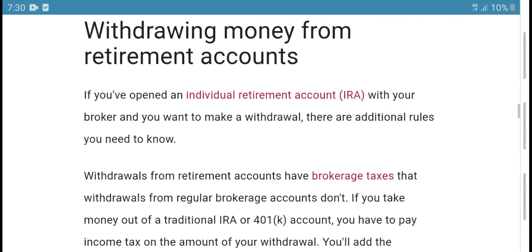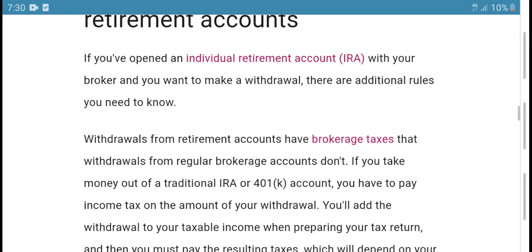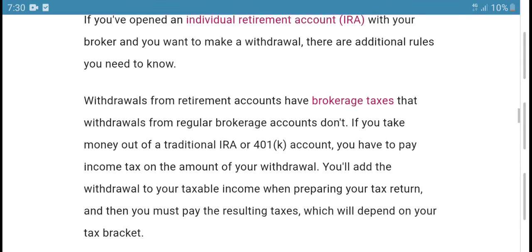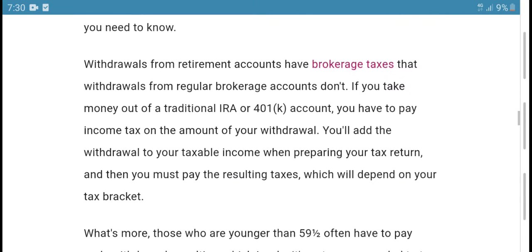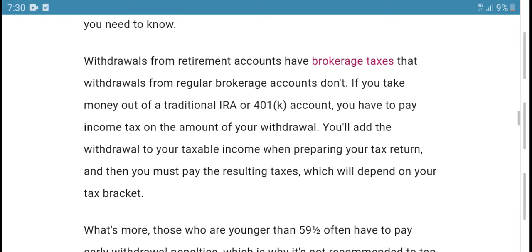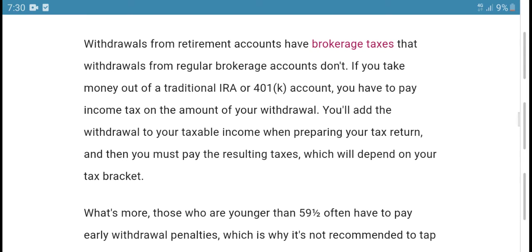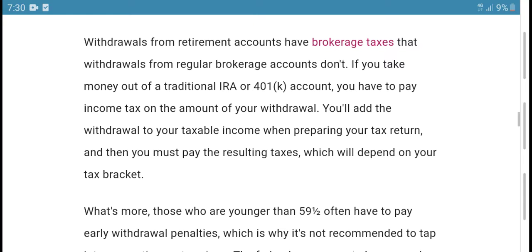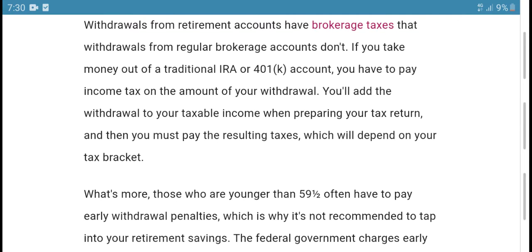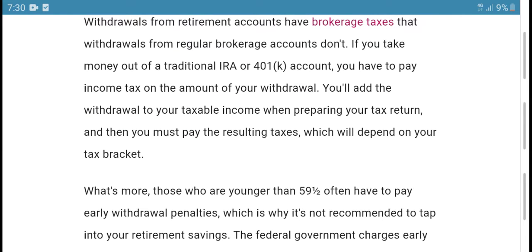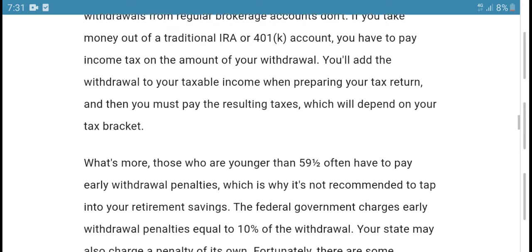Withdrawing money from a retirement account. If you are opening an individual retirement account, IRA, with your broker and might make a withdrawal, there are additional rules you need to know. Withdrawals from your retirement account have different tax treatment than a regular brokerage account. With an IRA or 401k account, you may have to pay income tax on the amount withdrawn. The withdrawal is added to your tax bill as income, depending on your tax bracket.